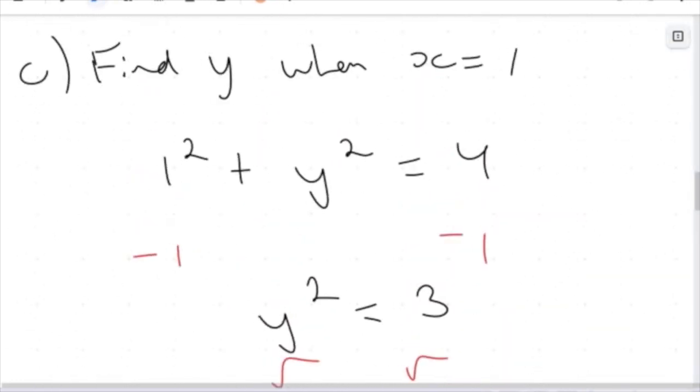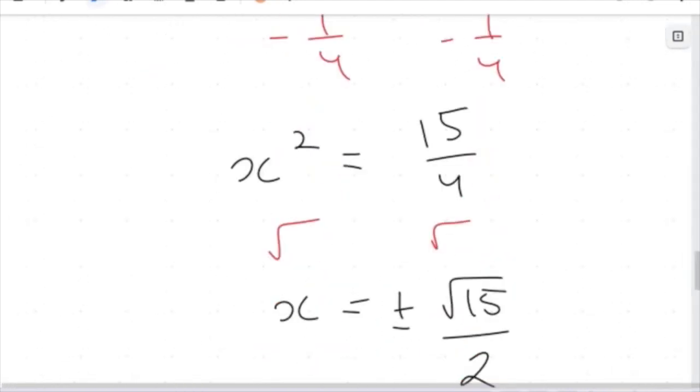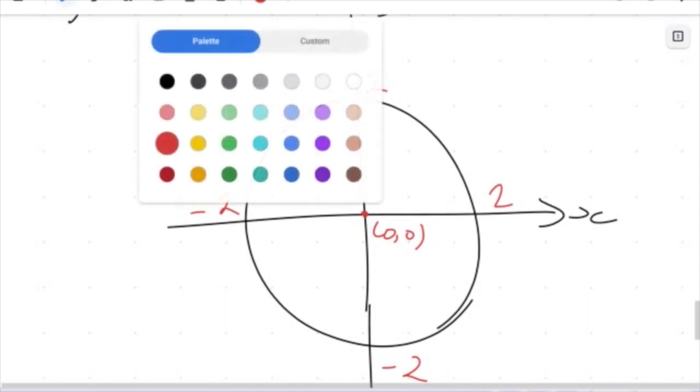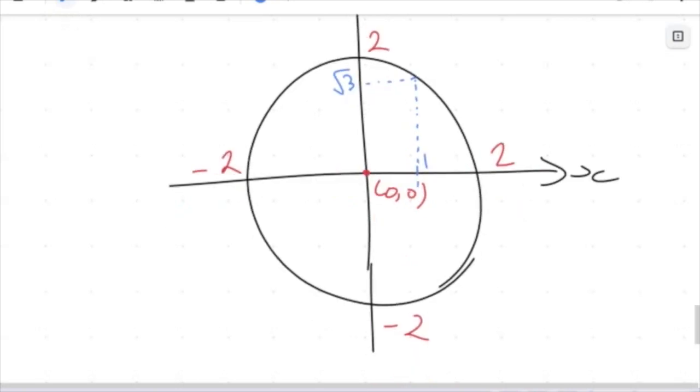Let's pick a nicer one. So when x equals 1, y equals plus or minus root 3. So when x equals 1, for example, y is going to be positive root 3. So here's 1. It's either going to be positive root 3, or substituting that in as well, I get also negative root 3.